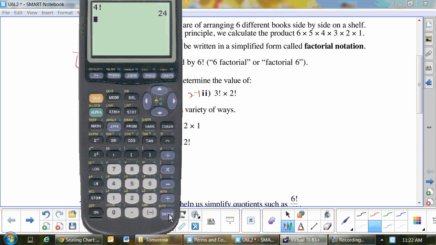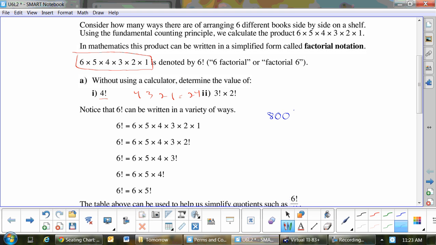Now, if our calculator could do this, how is the diploma going to be able to ask us any questions? Because pretty well every one of the diploma questions, you can't use a calculator to get it. You can to check it, but not to get it. So here's a scenario. What if I gave you 800 factorial over 798 factorial? Okay, try that out.